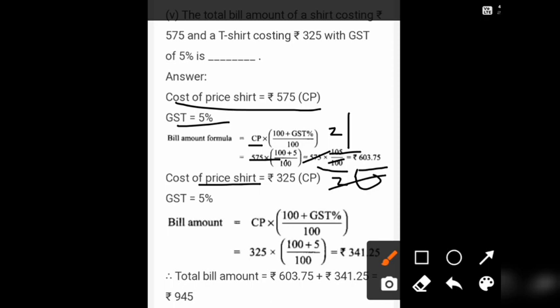Next one is the t-shirt, cost rupees 325 is given. Again using substitution, GST is equal to 5%, cost price is 325. Here 105 divided by 100, it's again 21 by 20. Again using cancellation, we get 341.25. Adding this, we get 945. Total bill amount is 945.